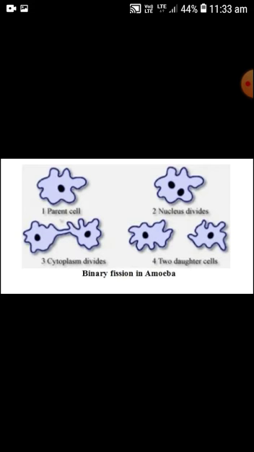As we see in this figure, the parental body gets divided into two daughter cells by dividing its nucleus into two, and cytoplasmic division also takes place.